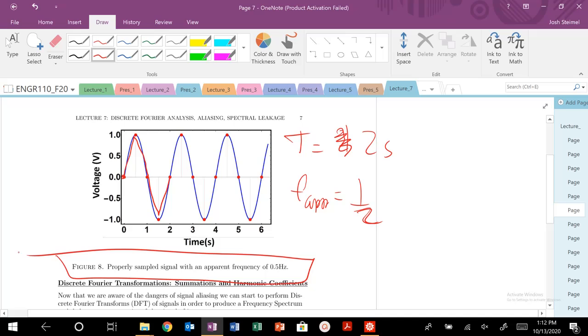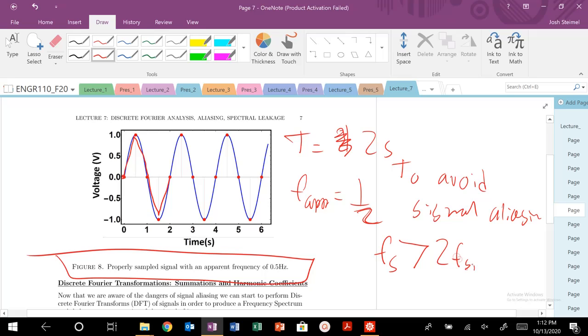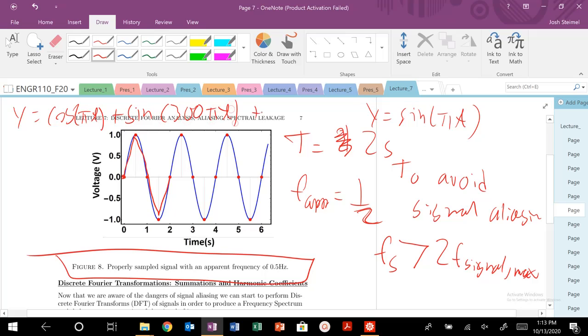So the key thing here, to avoid signal aliasing, I need to make sure my sampling frequency, f sub s, is greater than twice the frequency of my signal, specifically the maximum frequency. Now, why do I keep saying the maximum frequency? Well, we've been looking at this function, sine of pi t. But you could have a function where y equals cosine of pi t. I could do sine of 100 pi t. You will have this in some examples coming up. Cosine of 0.5 pi t, etc.